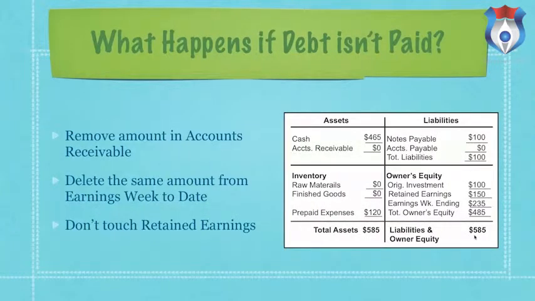So what happens if that debt your friend said he would pay to you, he doesn't pay to you? Real simple. Delete the amount that's in accounts receivable, then come down to earnings week ending and subtract that $50 from here as well. But do not touch retained earnings. If you had already moved this $235 up into retained earnings, this would have an amount of negative $50.